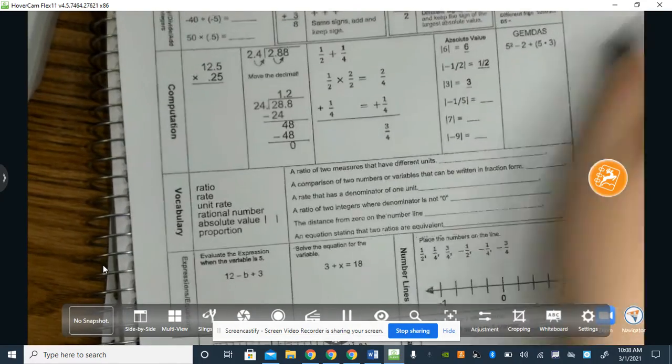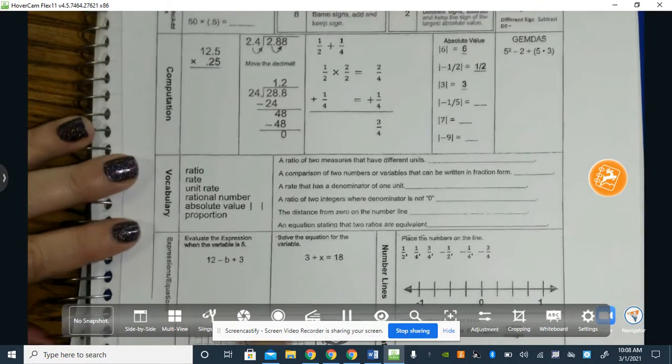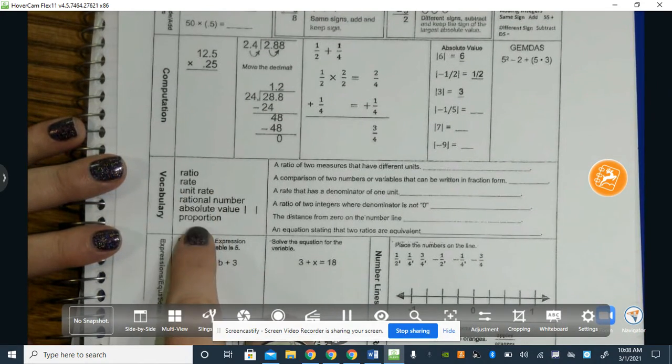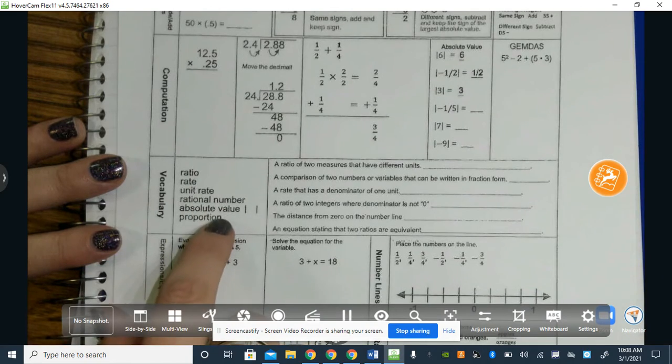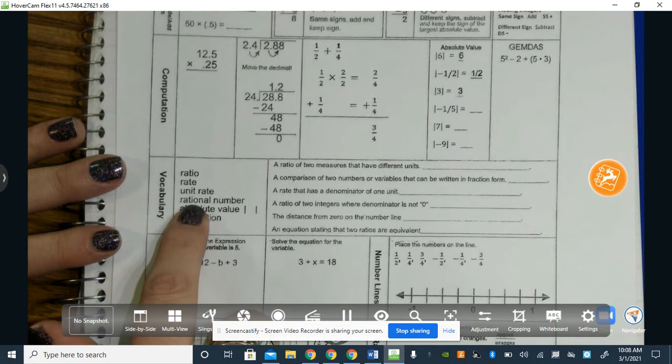Okay, let's just take a quick look at our builder. Let me freeze the screen right there. All right, as you see, we have some new vocabulary words: ratio, rate, unit rate, rational number, absolute value, and proportion. A couple of new words in there that you need to make sure that you look up.